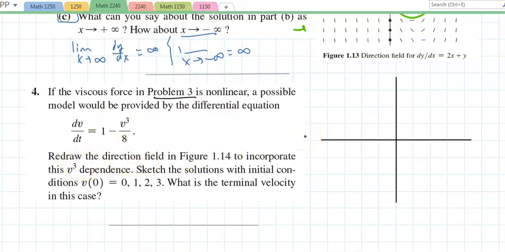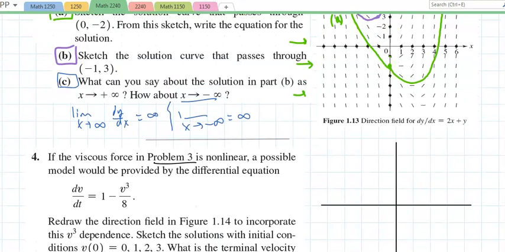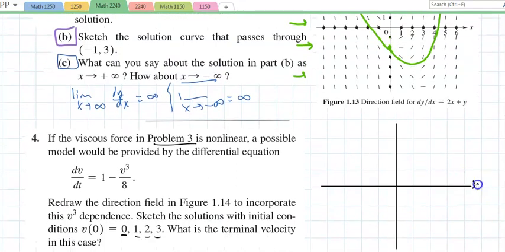Redraw the field from 1.14. They give you the field in number 3. Let's just do it ourselves. Incorporate this v cubed. Sketch the solution with initial values if you're looking at 0, 1, 2, and 3. And you notice this right here is t.